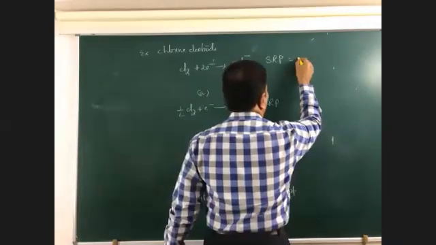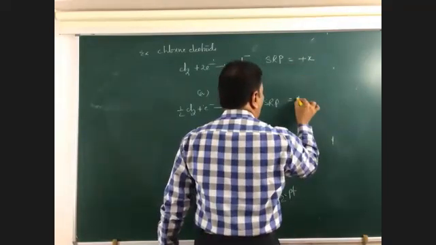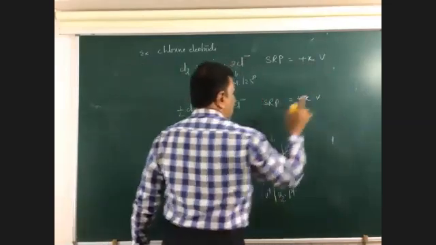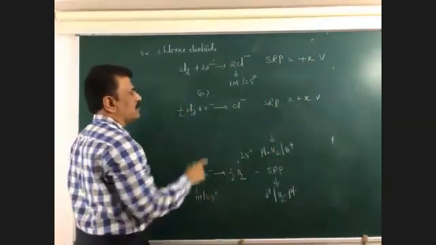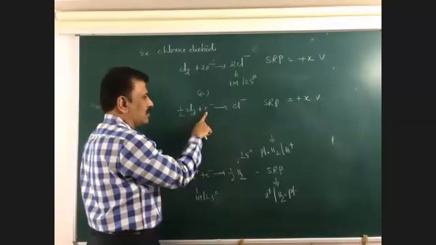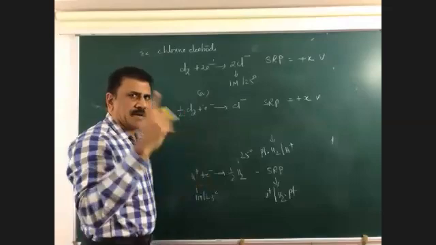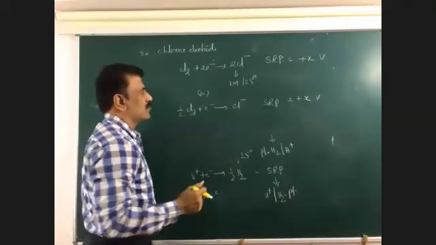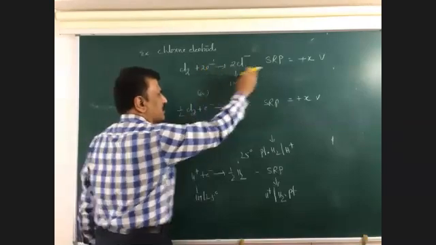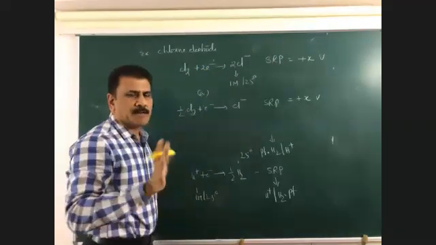Here SRP is plus X volts. Here also plus X volts. Here you get a doubt. Every student gets a doubt. Sir, here 2 electrons, here 1 electron. In equilibrium, the K value gets cancelled, not based on the electrons. So do not take these electrons. If the electron number changes, SRP changes, likewise, it never happens.